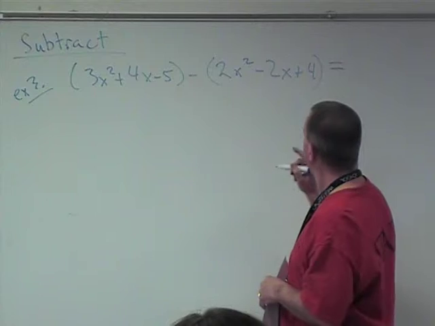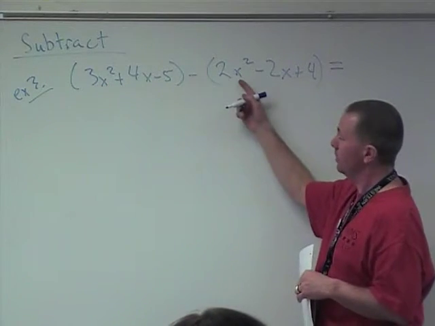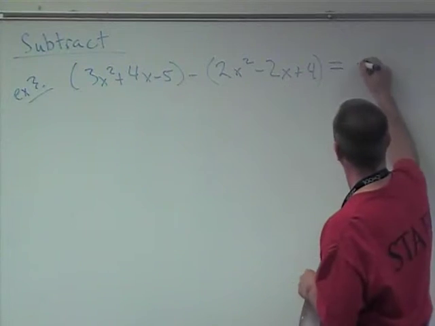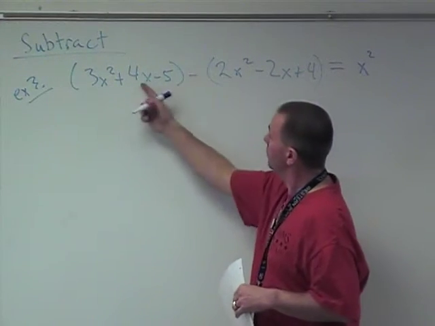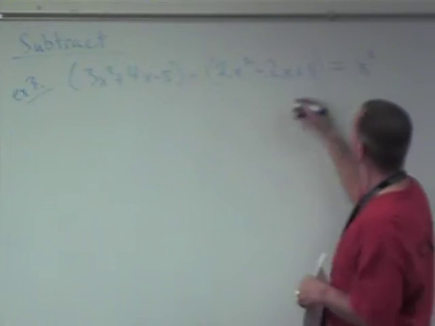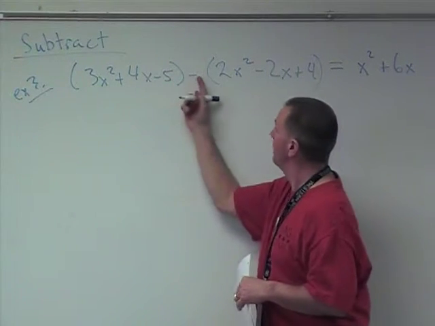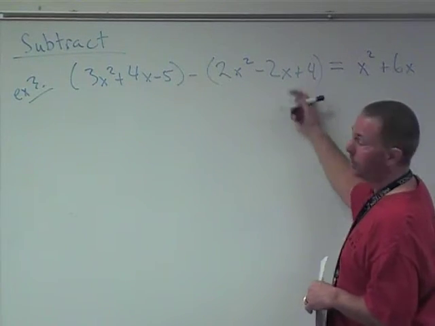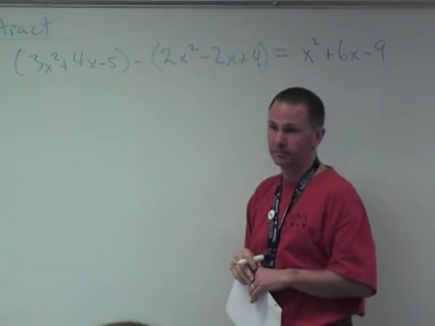So, let's just go ahead and do this. 3x squared minus the 2x squared. 3 minus 2 is 1. 4x, I have an x here, so 4 minus negative 2 is 4 plus 2. So that's plus 6x. And a minus 5 minus 4 is a minus 9. Okay.